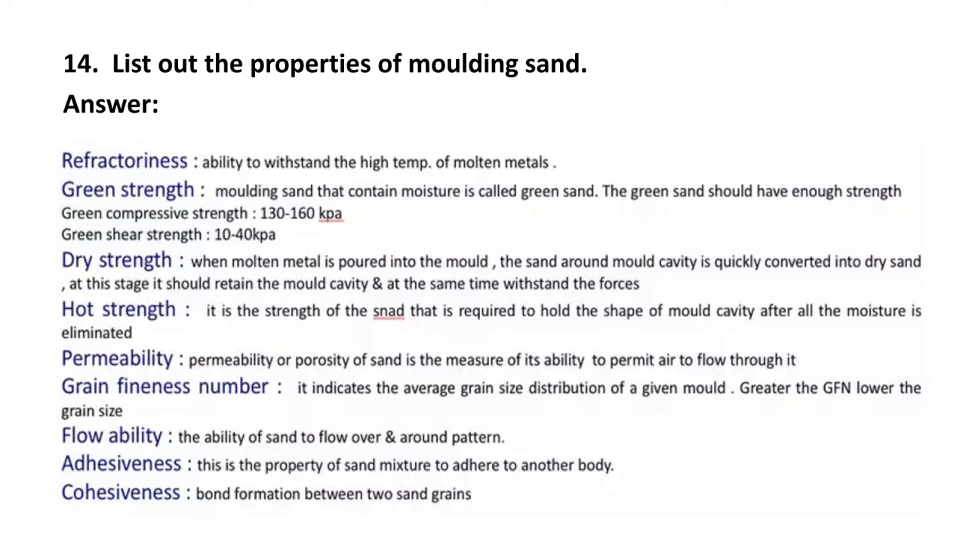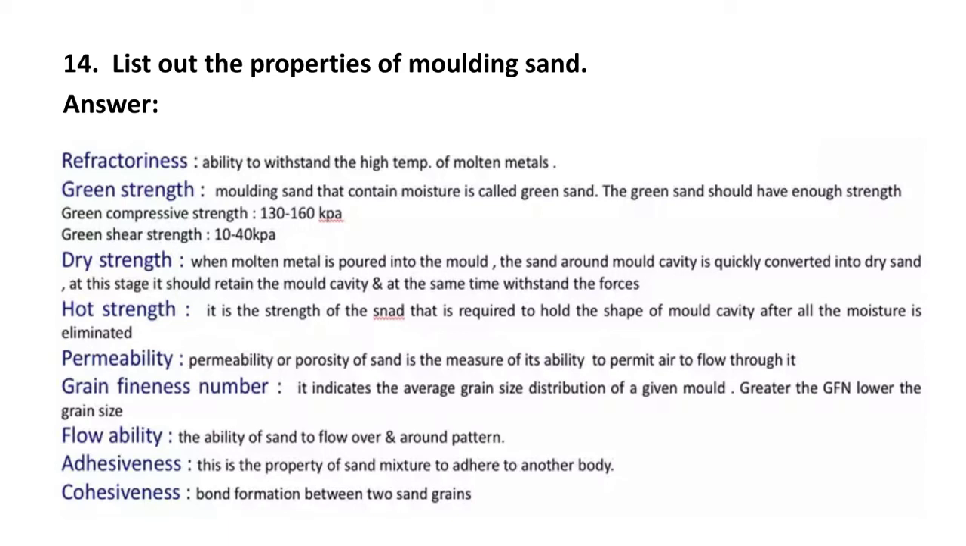So when you pour the molten metal, the sand near the molten metal is quickly converted into dry sand. So that sand should withstand the pressure of the molten metal. The next one is hot strength. It is the strength of the sand that is required to hold the shape of the mold cavity after all the moisture is eliminated.